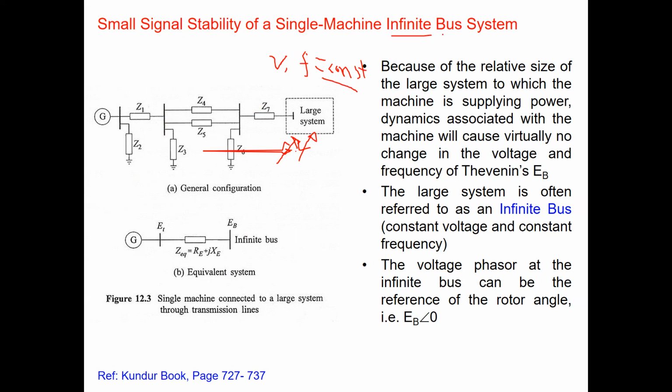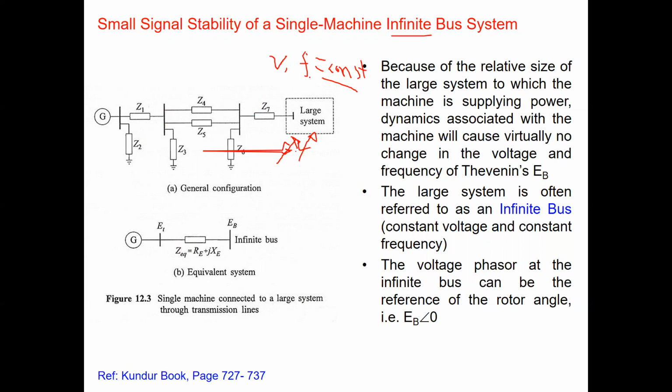But do you think that it is possible? Because whenever there is a generation change or load change, there will always be a change in the voltage and the frequency. Am I right? So can you have any large network where you have these two quantities constant?